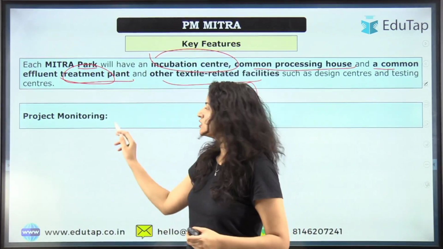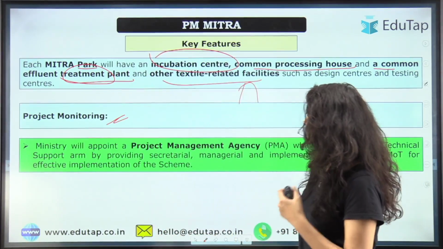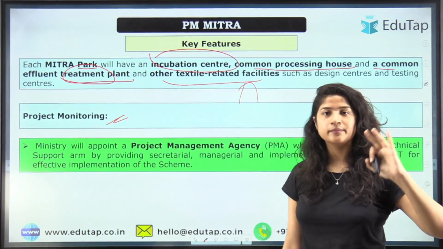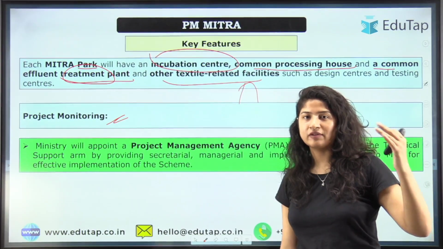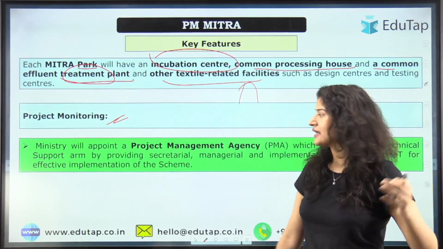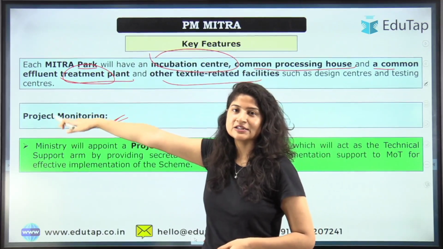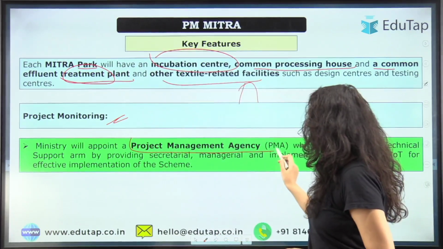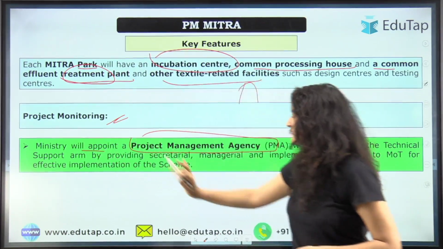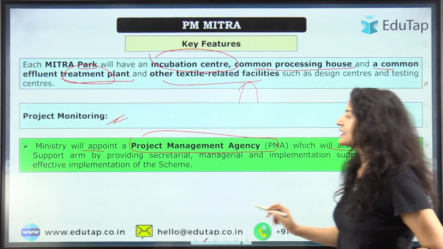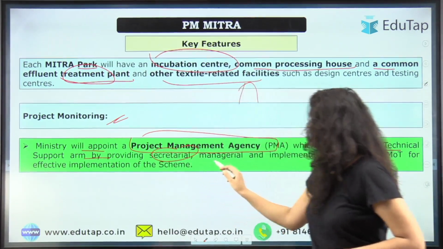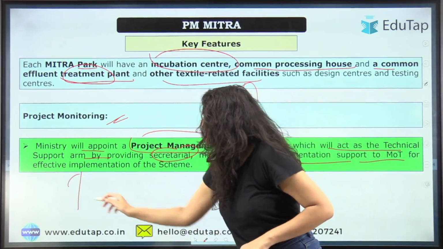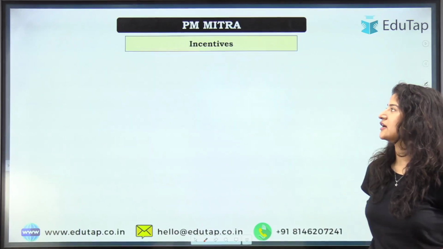And for monitoring also, there is one agency that will be set up. The private player that we looked at, the developer, would be a separate thing, and to check that everything is going well or not, there will be a project monitor, that is a project management agency, okay. The ministry will appoint it and it will act as a technical support arm by providing secretarial, managerial and implementation support to the Ministry of Textiles for effective implementation of the scheme. So this will take care of the monitoring.